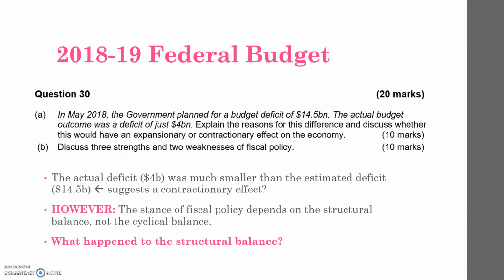So we're going to focus on the last section, which is about discussing whether the budget has an expansionary or a contractionary effect. But if we're looking at it from a very superficial point of view, we see that the estimated deficit is larger than the actual deficit. So rather than having a deficit of $14.5 billion, there was a deficit of $4 billion. So if we were to describe whether that impact was contractionary or expansionary, you would think perhaps that it has contractionary effects because the deficit is smaller than expected.